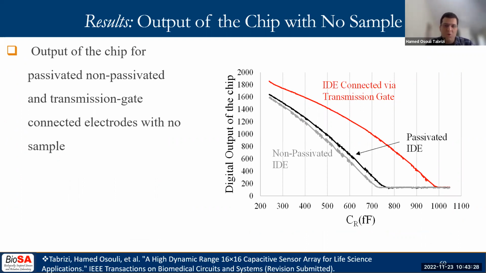Capacitance of the passivated chip is slightly higher, as expected, due to the coverage of the passivation layer. Among 256 electrodes, 2 of them are connected to the circuit via a transmission gate or switch. As can be observed, the transmission gate adds more offset and slightly more nonlinearity.